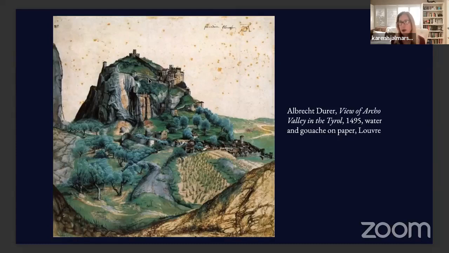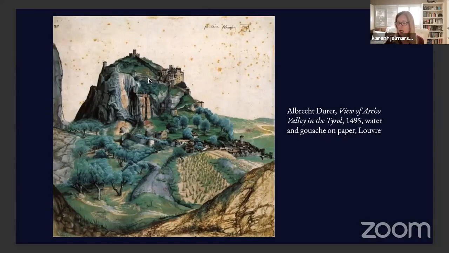So Dürer was a traveler. In 1494, he went to Venice. He went back in 1498. He became very famous. He perpetuated a lot of interest in his work because he did these series, some of them religious, like the Apocalypse series, for example. But this is a pure landscape. And it's the view of Arco from the valley in the Tyrol.